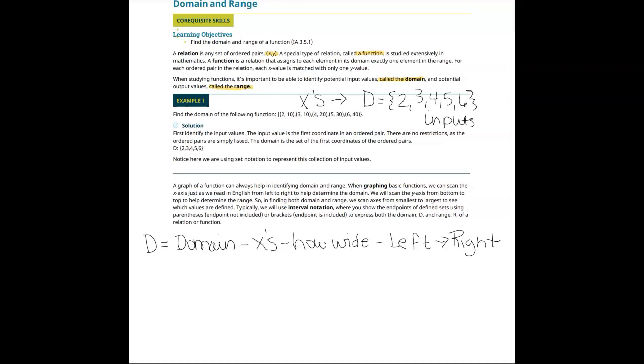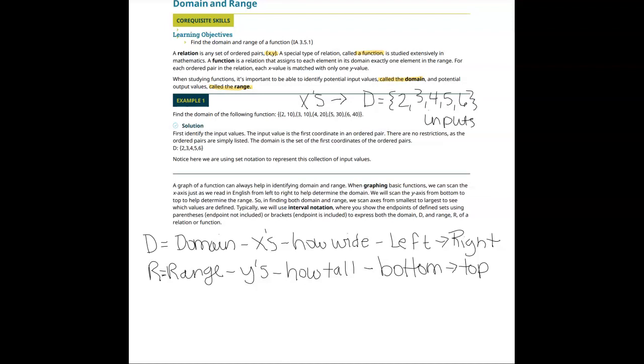That's our domain. Now when we deal with our range, we denote range by a capital R, and that's range. These, once again, are our y's, and our range tells us how tall our function is on the graph. And when we write this, we always write it bottom to top. Okay, bottom to top.